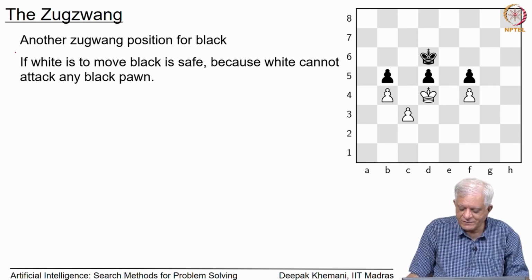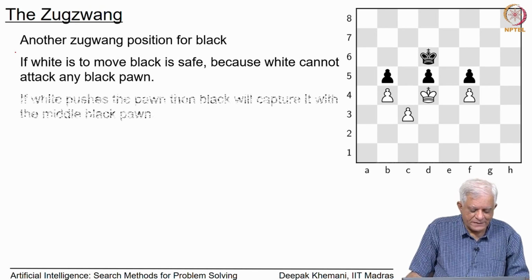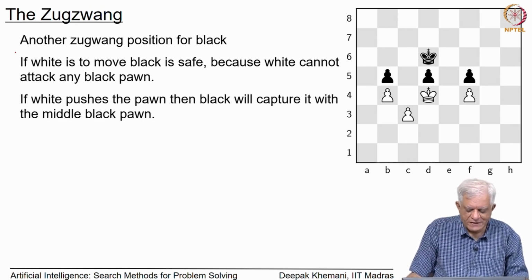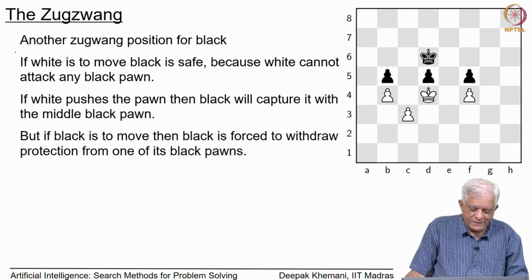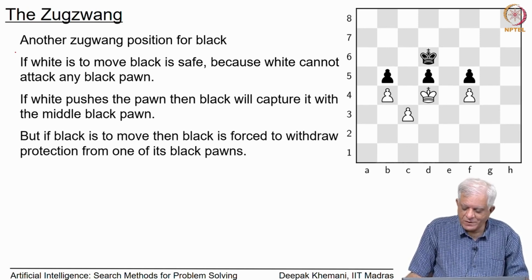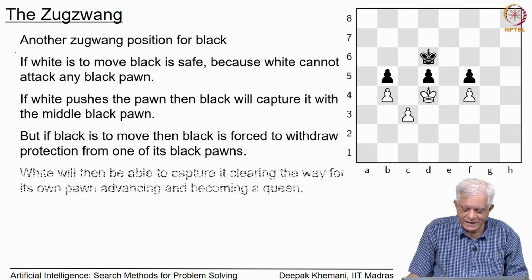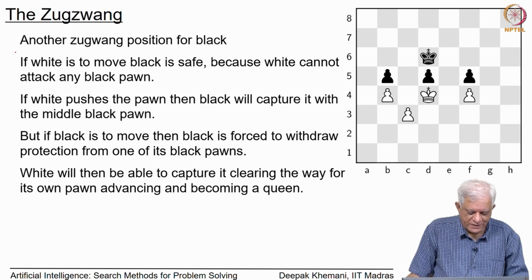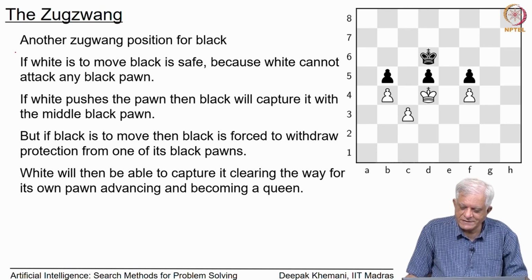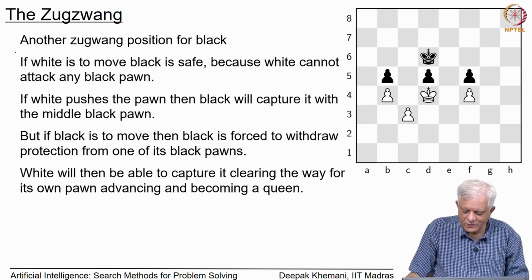So again the king would have to retreat and black could mirror the move or something like that. But if white were to push the pawn, it would get captured and that would be the end of the story for white essentially. But if black is to move, then black is forced to withdraw protection from one of the 3 pawns, and then again white would go ahead and capture that pawn, clearing the way for some of his pawns to advance and become a queen. So, again this kind of position is critical as to who has to move essentially.